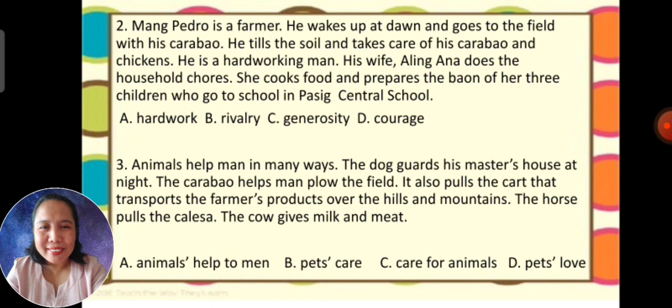Then we have, animals help man in many ways. The dog guards his master's house at night. The carabao helps man plow the field. It also pulls the cart that transports the farmer's products over the hills and mountains. The horse pulls the kalisa. The cow gives milk and meat. So there are 4 choices there.